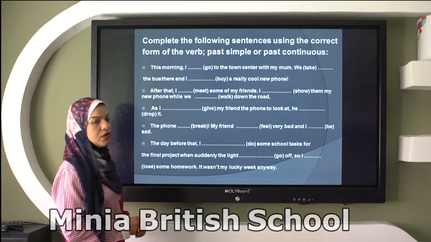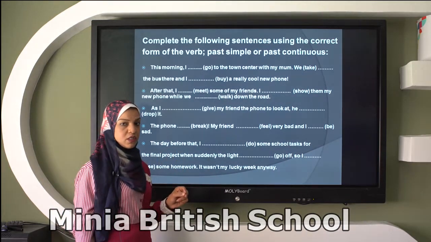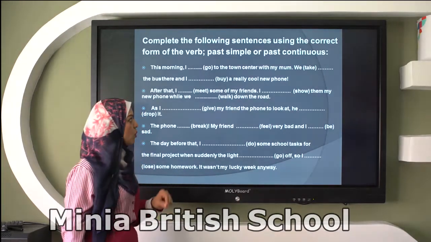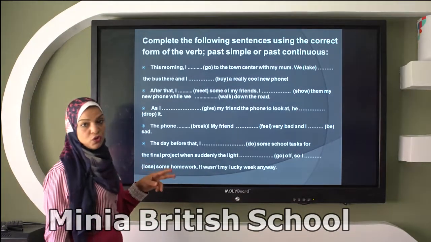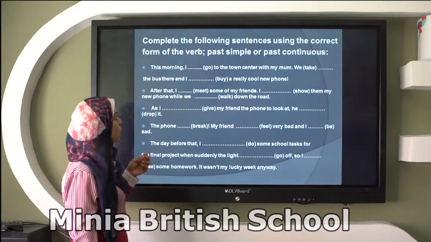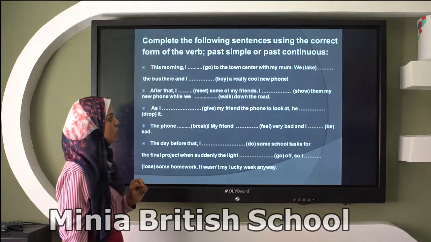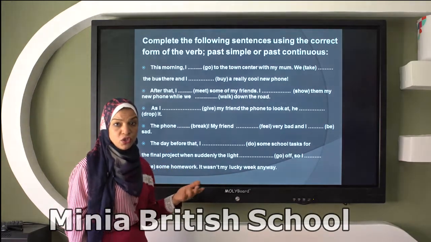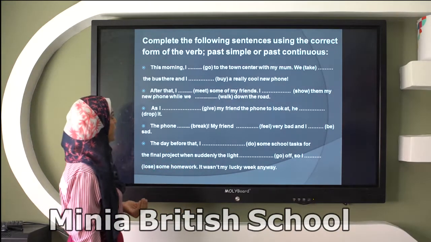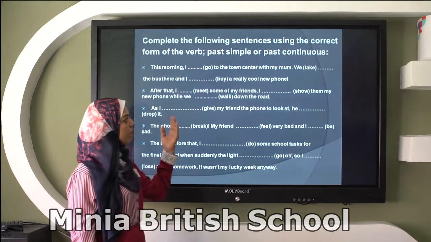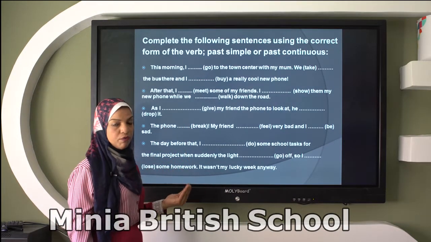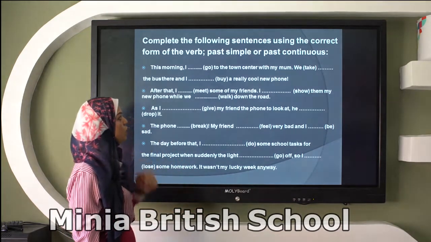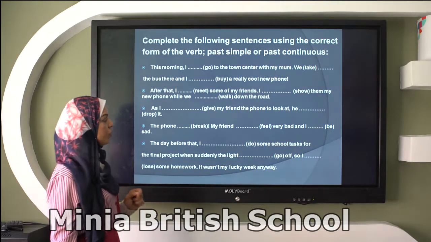So let's start here and find out which verb of these is going to be in the past simple form or in the past continuous one. This morning refers to a past quick action. So I went to the town center with my mom. We took the bus. Take here needs no duration, so it's a past simple tense. And I buy a really cool new phone. Still, you need no duration, and the action is quick, so I bought a really cool new phone.